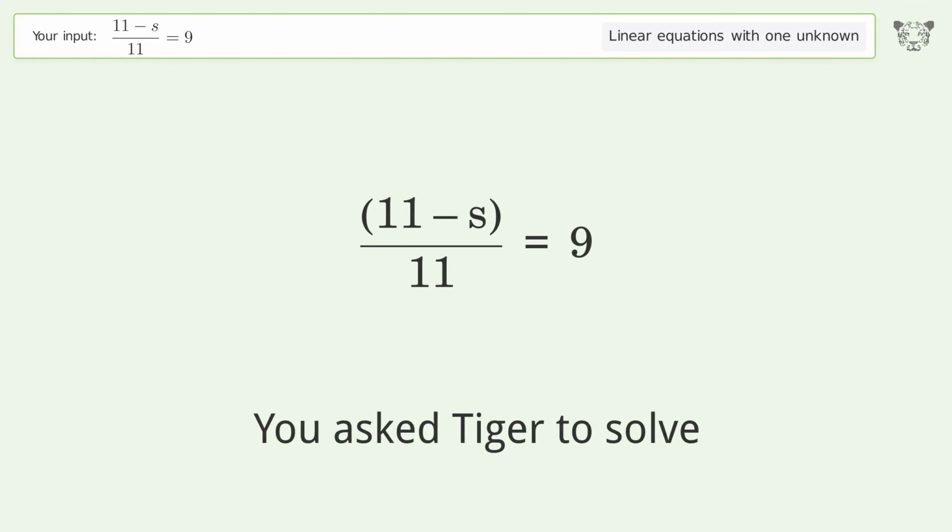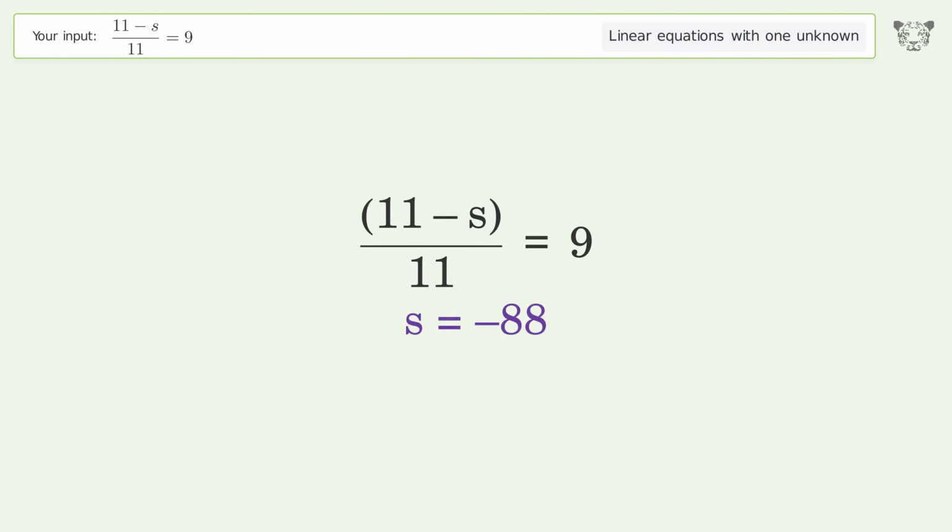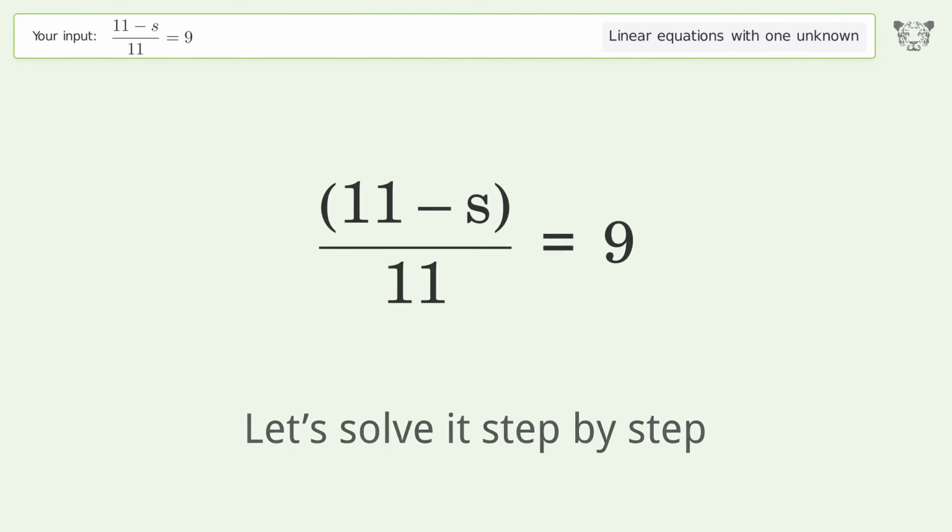You ask Tiger to solve. This deals with linear equations with one unknown. The final result is s equals -88. Let's solve it step by step.